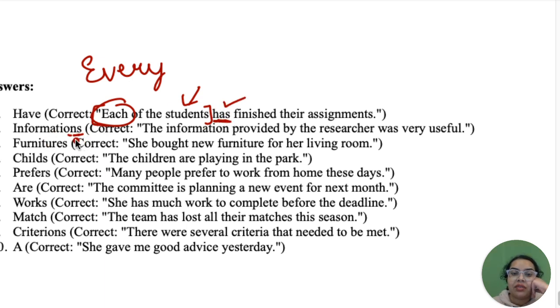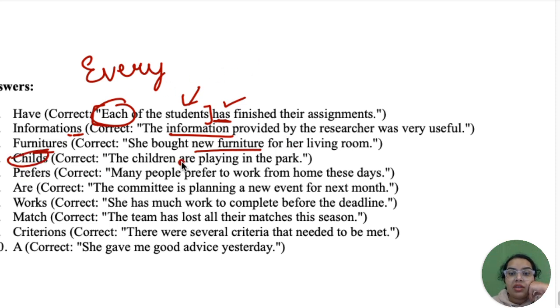Information is not the right word. It is uncountable and provided by the researcher. Furnitures, just like the word information, it is uncountable. You bought a new furniture. Okay, you can say piece of furniture, new pieces of furniture, piece and pieces. These words can be manipulated, you can make the plural whatever you want, but the word furniture is written like this without s.